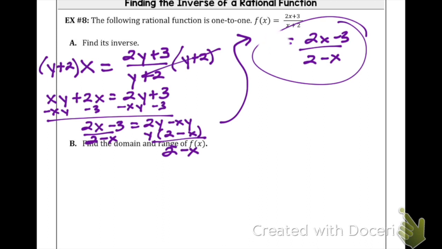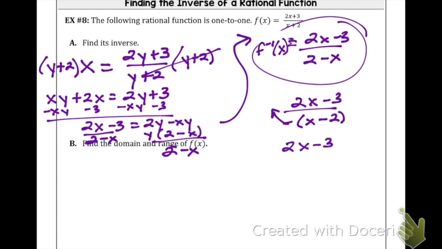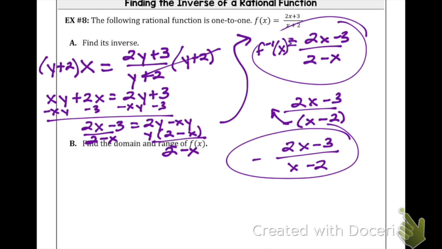Just make your y in inverse notation, so f inverse of x. We could factor out a negative from that denominator, which would make my x positive and my 2 negative, and then just move this negative out in front. So (2x minus 3) over (x minus 2) with a negative out in front would get you the same answer. So either of those are acceptable.